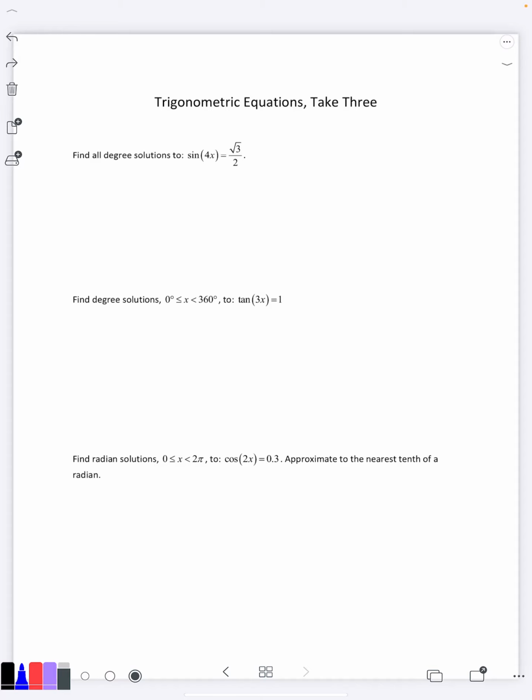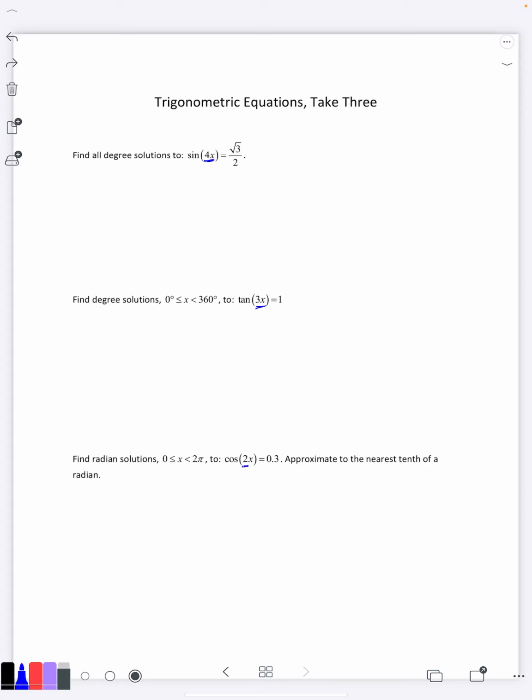In this video, we're going to see how to solve the most difficult trigonometric equations. These are going to be when you have a trig function of a multiple angle: 4x, 3x, 2x. So we're going to learn how to handle those, because they do require a little bit of extra care compared to other trig equations we've been solving.